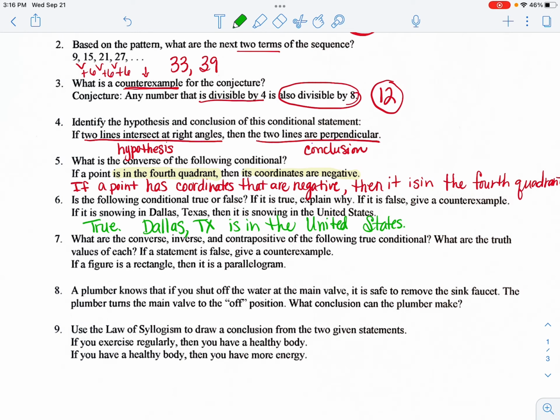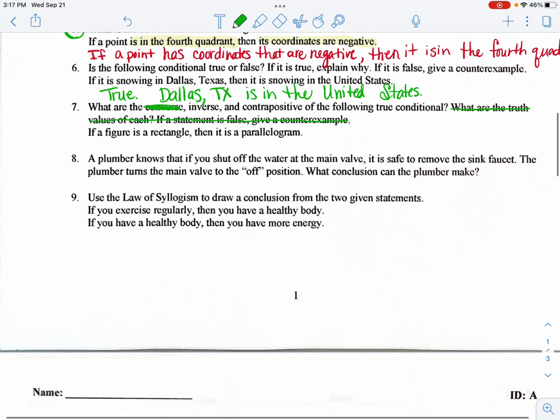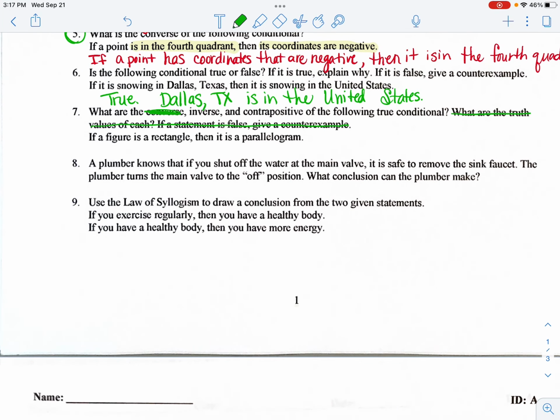Number 7. Now remember, number 7 we talked about in class, we're changing. I'm taking out the converse because we already did that one back on number 5. And I'm also going to take out the truth value because that's exactly what we just did on the last problem. So all you're going to have to do on number 7 is find the inverse and the contrapositive. So the inverse, I'm going to scoot down and write it right down here. So the inverse is just where you add not.